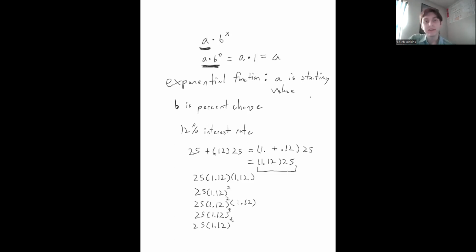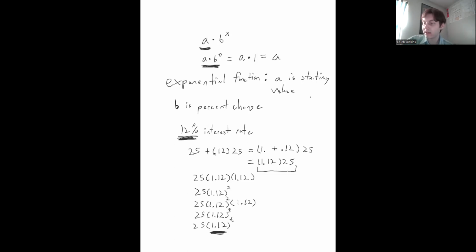So we were able to identify that this percent change, I meant to underline, this percent change happening here was based on the interest rate that we started with. So with a 12% interest rate, this value for b is going to be 1.12.